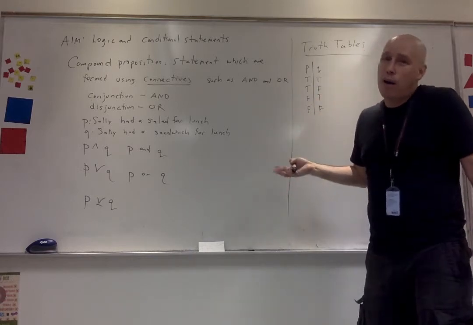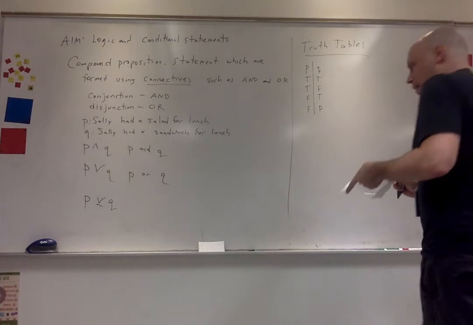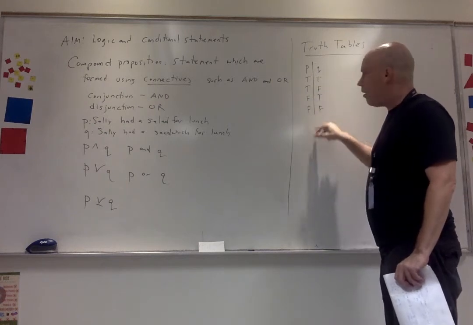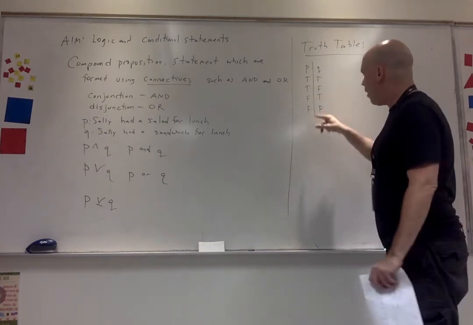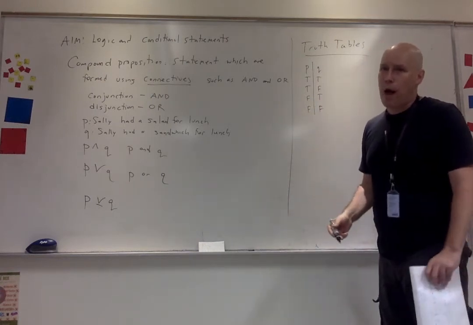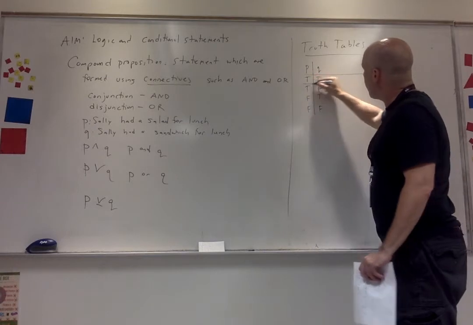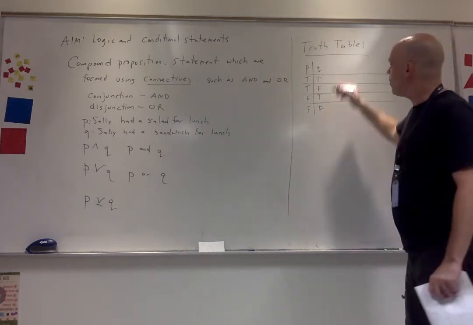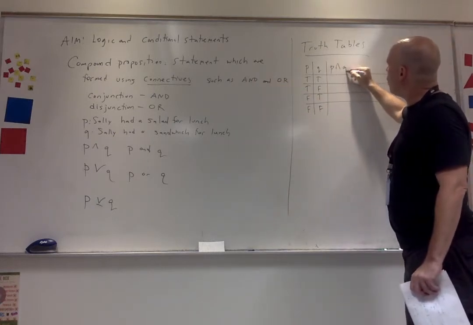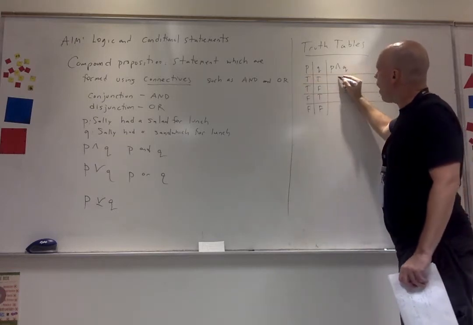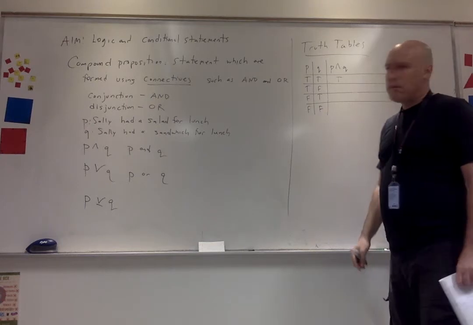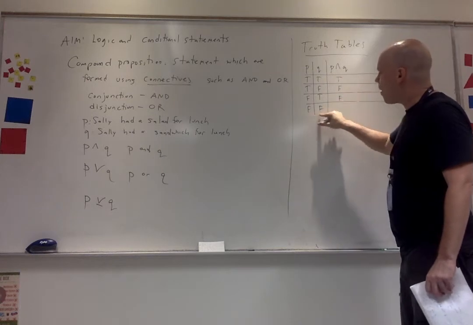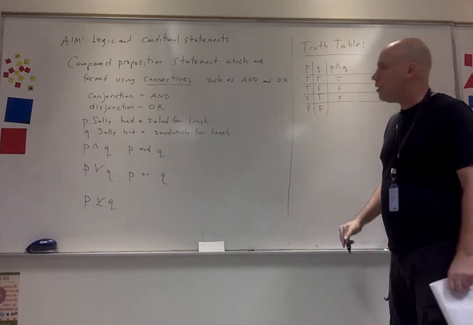What have I done here? Well, I've created all the combinations. Either both are true, the first is true and the second is false, the first is false and the second is true, and they're both false. So what I've done is I've created all the combinations. Now, let's bring them together. What was the first connective? And. P and Q. If they're both true, then the entire statement is true. If one part is false, the whole thing is false. And if both of them are false, then the whole thing is still false.